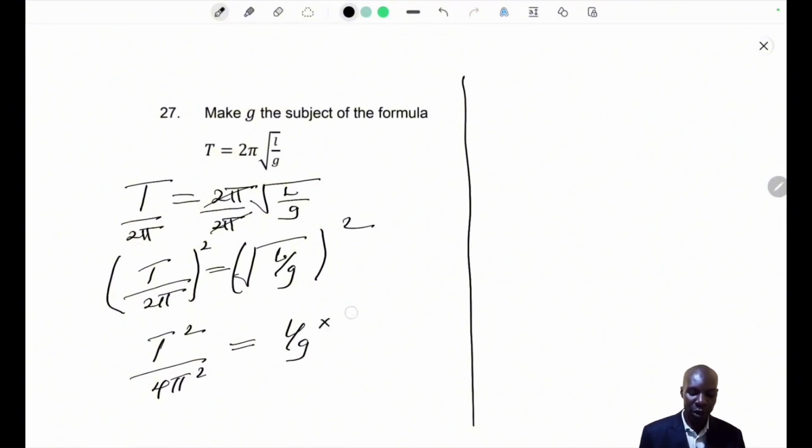So if you cross multiply both sides by G, G cancels. So we have G times T squared over 4 pi squared is equal to L. Cross multiply both sides by 4 pi squared.